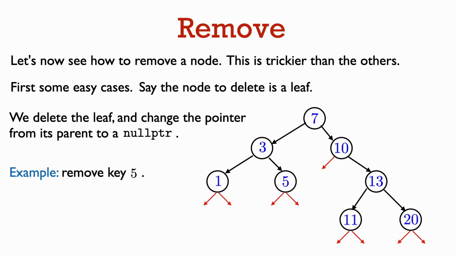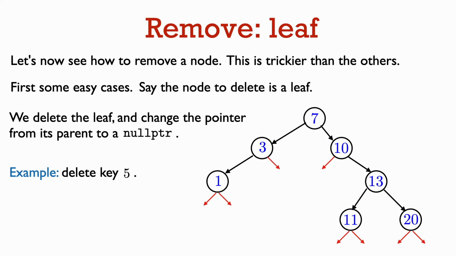The parent of the node with key 5 has key 3, and the node with key 5 is the right child of its parent. In this case, we can simply delete the node with key 5 and update the right child of its parent to be a null pointer. So this is the picture of how the tree looks after key 5 has been removed and its parent updated so that its right child is a null pointer.